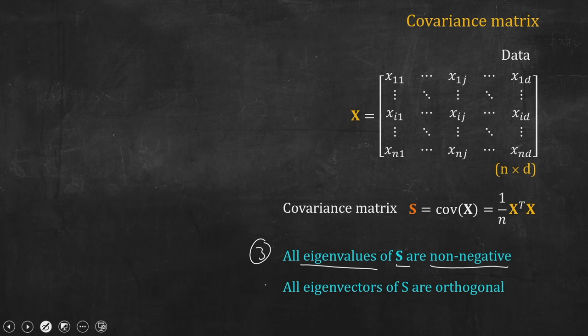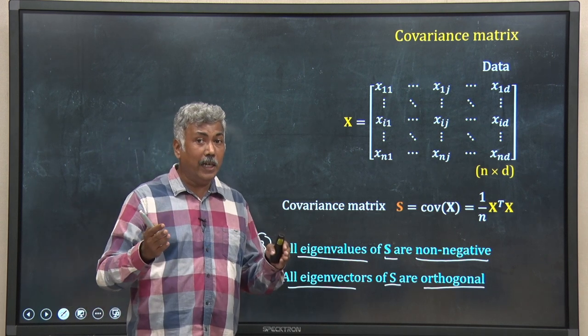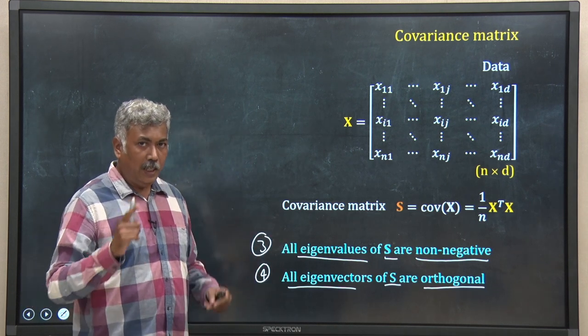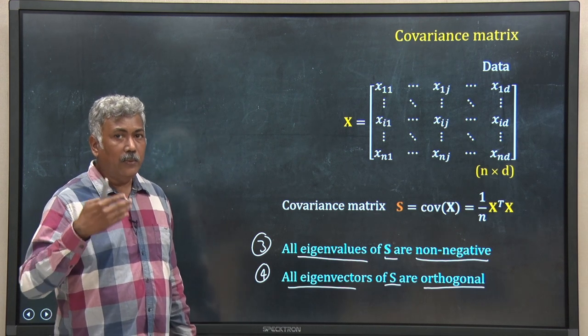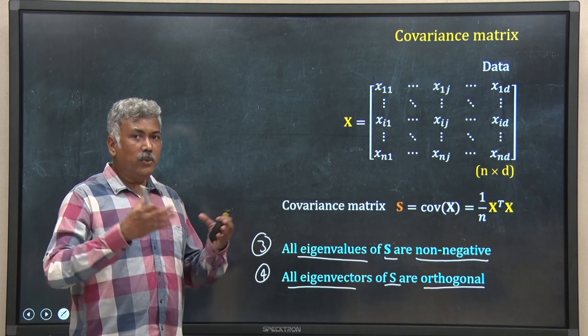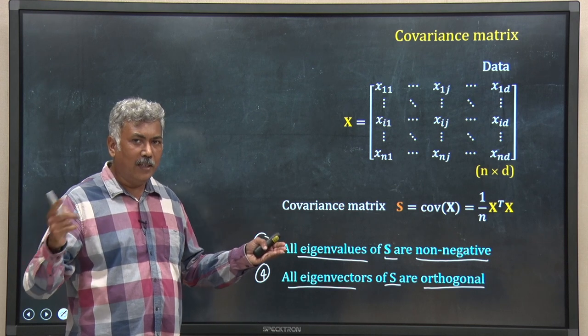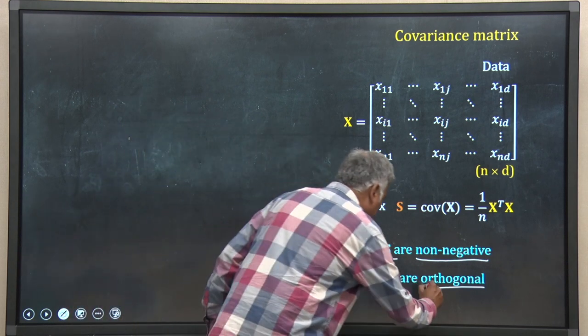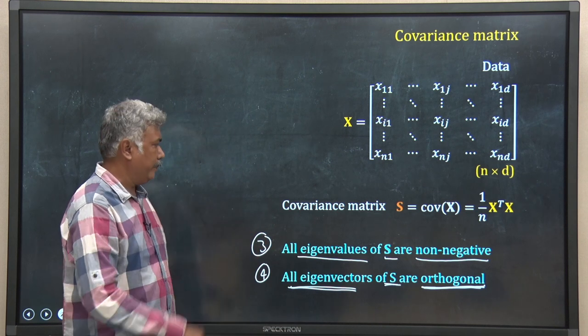And the fourth one, all the eigenvectors of S are orthogonal. That means they are linearly independent of each other. If you remember, when I was discussing the essence of PCA, we said that we want a new coordinate system where the axes will be orthogonal or linearly independent of each other. So, connect the dots. What I am saying here is the eigenvectors of S will be orthogonal. We will come back to this later on.